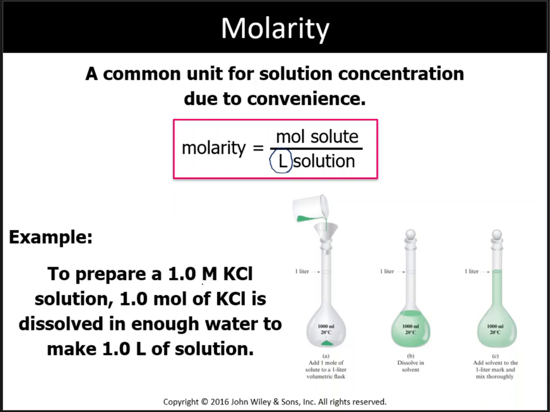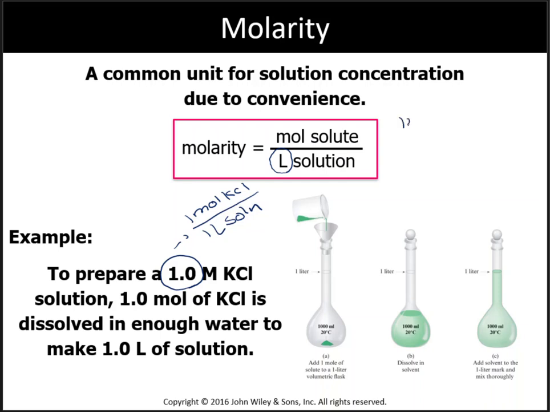Now, to make a 1 molar potassium chloride solution and 1 liter of it, it means that you will need 1 mole of potassium chloride in 1 liter of the solution. Now, what is the solution? Potassium chloride and water. That's the solution. So what you do is that you calculate the mass of 1 mole of potassium chloride based on the molar mass of potassium chloride.